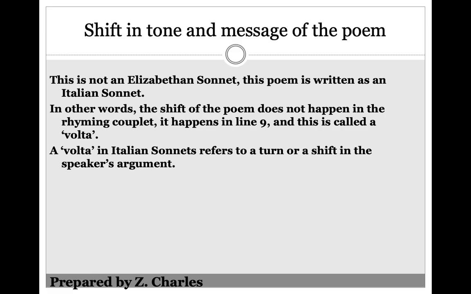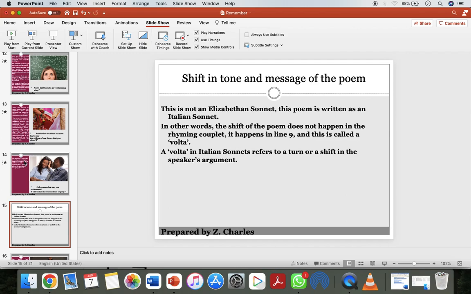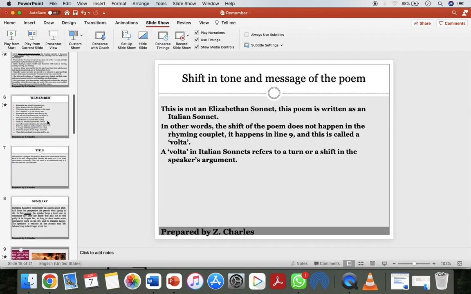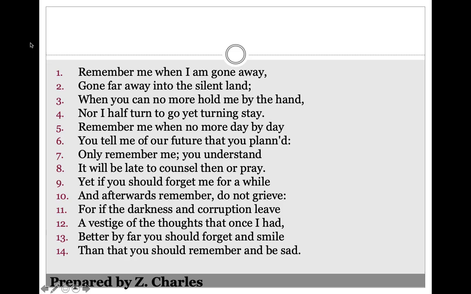So now we are reaching line 9, and after this line there's going to be a shift in the tone and message of the poem. So guys, what I want to do is I just want to go back a few slides, sorry, and then I want us to look at the structure of the poem. So this poem consists of 14 lines, so we know that it is an Elizabethan sonnet.